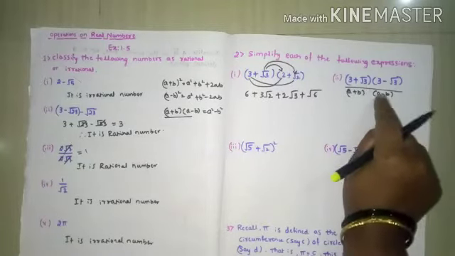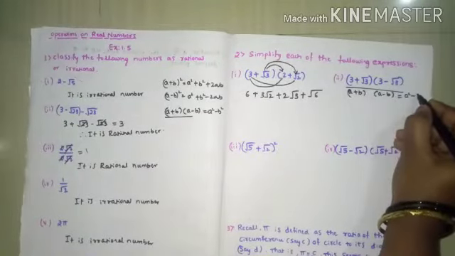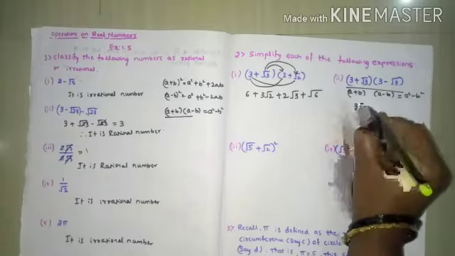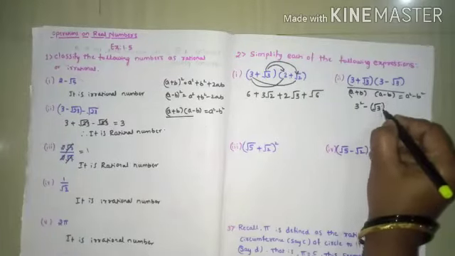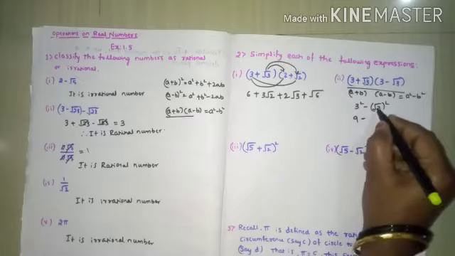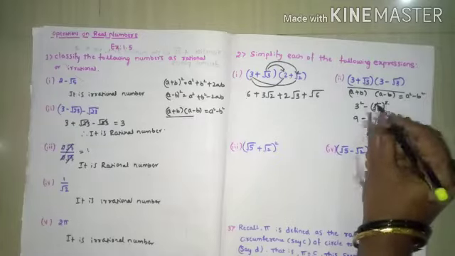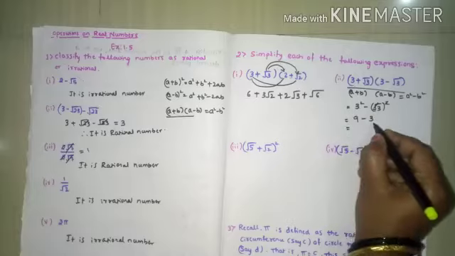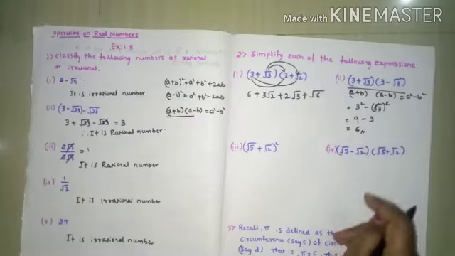So you can write this in the form of a square minus b square. So I can write this as root 3 square minus root 3 whole square. 3 square is 9 minus, here square root and square will get cancelled. So the answer will come as 9 minus 3, which is 6. This is the answer simplified.